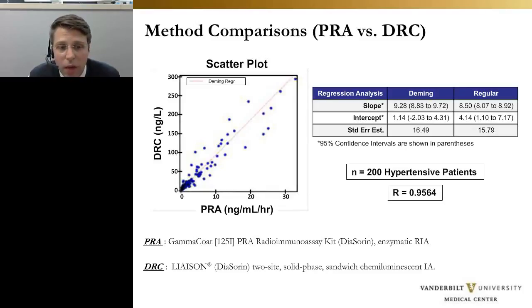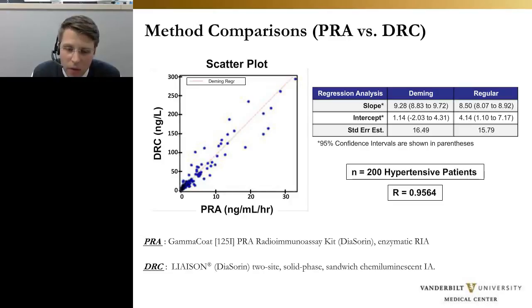So we utilized the gamma-coat plasma renin activity radioimmunoassay kit and the liaison sandwich chemiluminescent immunoassay, and we performed a linear regression analysis from 200 adult hypertensive patients. Even though these are two different metrics to quantitate renin, the overall analysis revealed good correlation between the two methods. It's really important to note here that the majority of cutoffs for direct renin concentration used in the aldosterone to renin ratio that are available in the literature, including the new 2016 Endocrine Society practice guidelines, are based on similar method comparisons to the one that you see here.